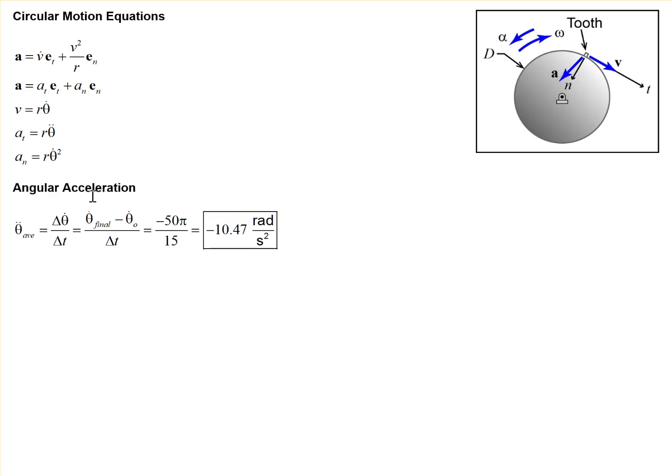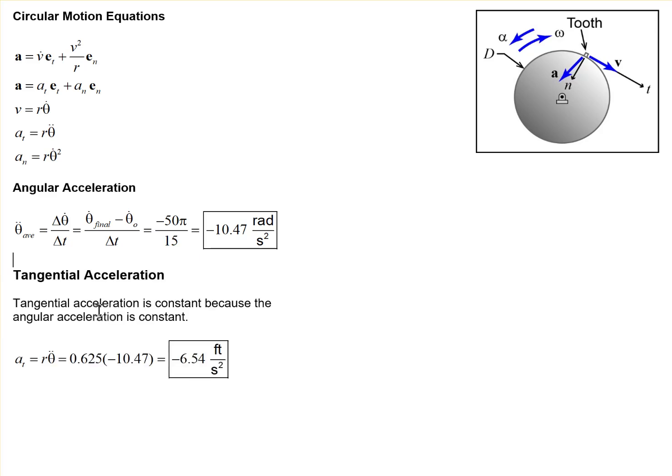All right, the angular acceleration, it's constant. So the average acceleration is the same as the instantaneous. So if we look at the average acceleration equation, it's change in speed over change in time. So change in speed is theta dot final minus theta dot initial. And we know those. The problem statement gives us that. So final is 0, initial is 50 pi, and the total time is 15 seconds. So we have the angular acceleration.